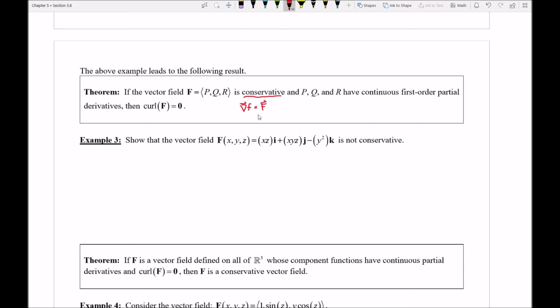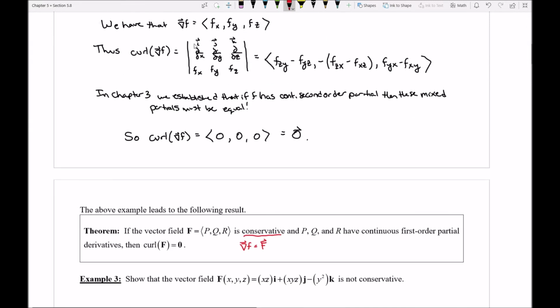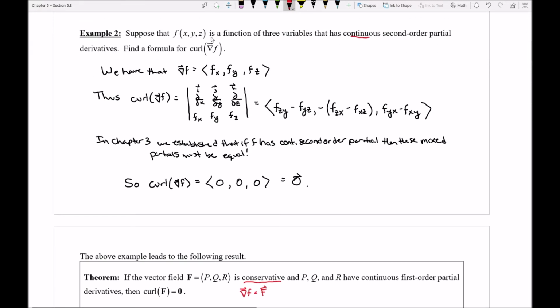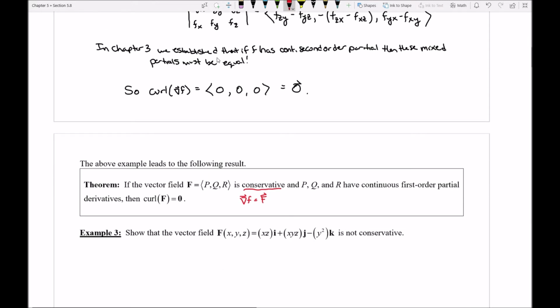So that means that there is a function whose gradient creates the F, just like we had up here. There was a function and we did the gradient of it down here. So if P, Q, and R have continuous first order partials, notice that would be the second derivatives that would come out of here, right? First derivative would take me to F with the P, the Q, and the R, but the second derivative would be the derivatives of P, Q, and R. So if those have continuous first order partials, then f has continuous second order partials.